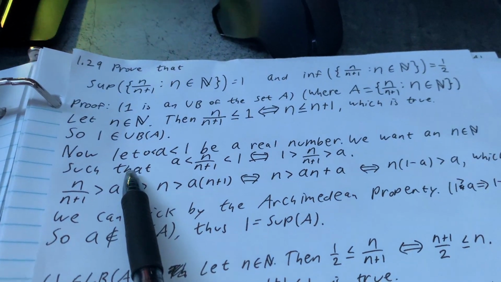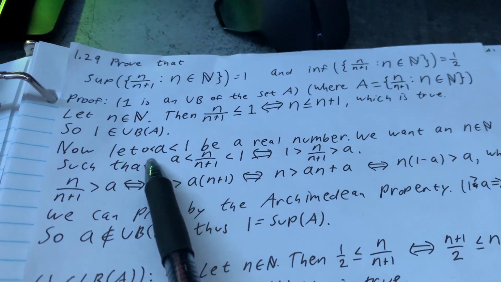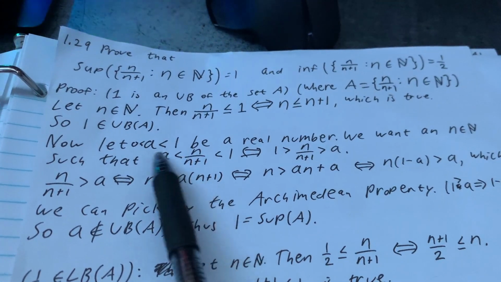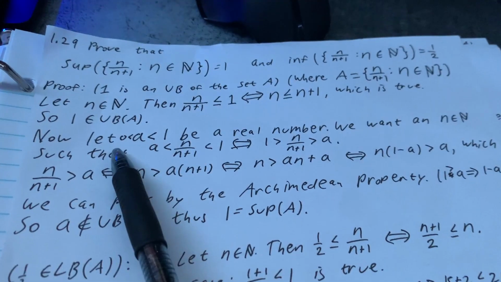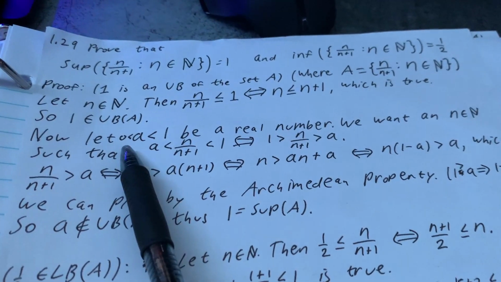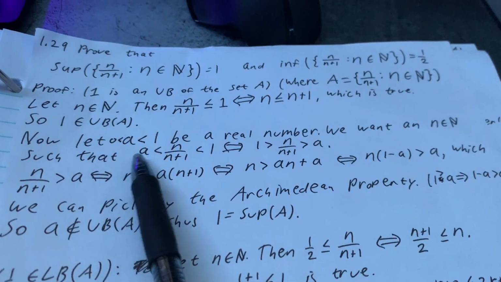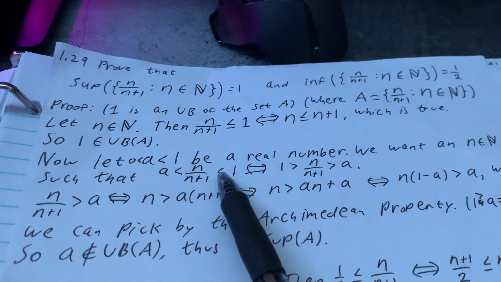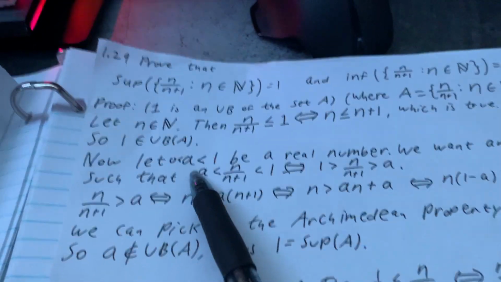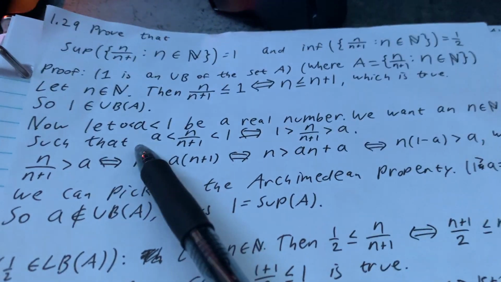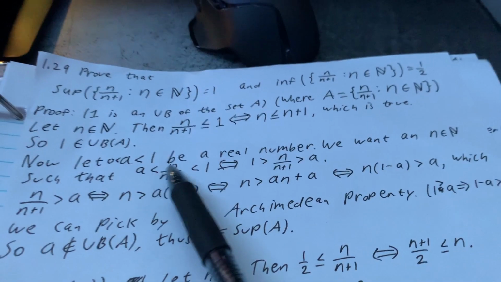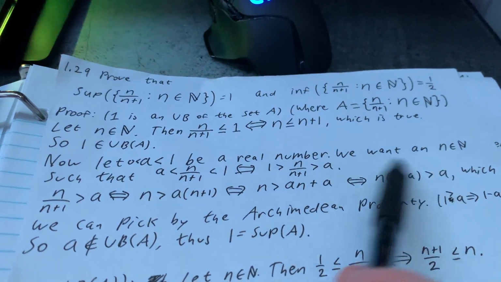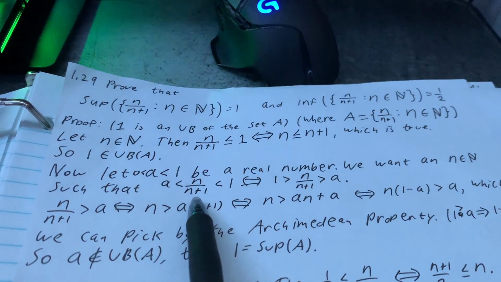Now, I let some a less than 1 but greater than 0, because we have no hope of something less than 0 being an upper bound. So I'm just going to pick it to be between 0 and 1. Let some a less than 1 be a real number. And we want to show that there's a natural number n such that a is less than n over n plus 1.